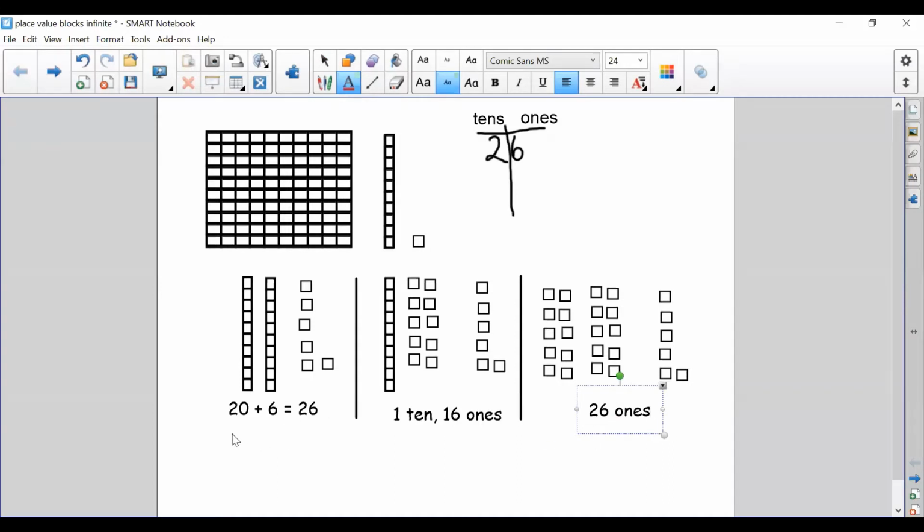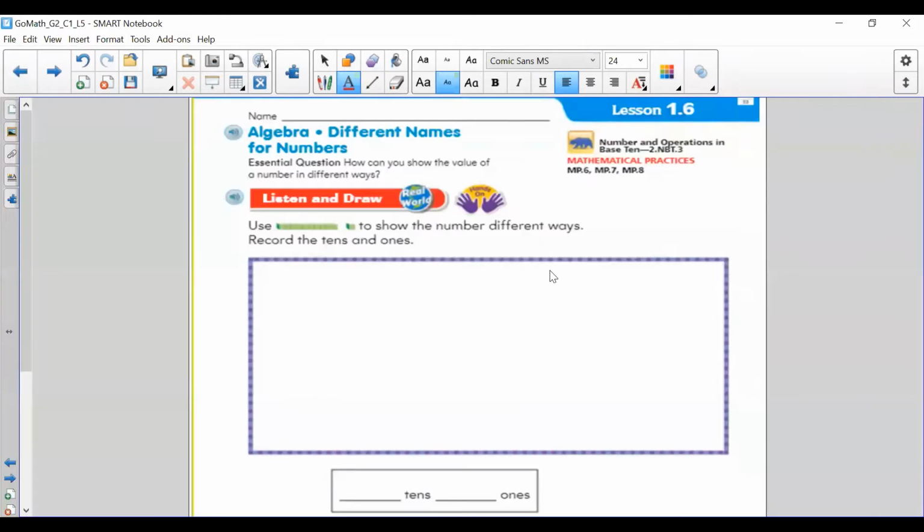So in the first one, we have 2 tens and 6 ones. And this is really a drawing that we're more used to seeing with our 10s and ones, with the least amount of ones possible. But we want you to know that you can trade a 10 for ones. So that's how we're going to show this problem on our paper. So we're going to go back to our paper now.